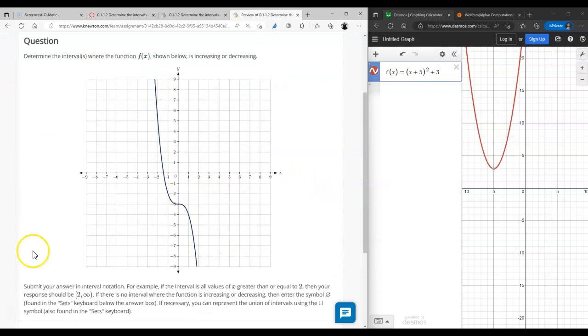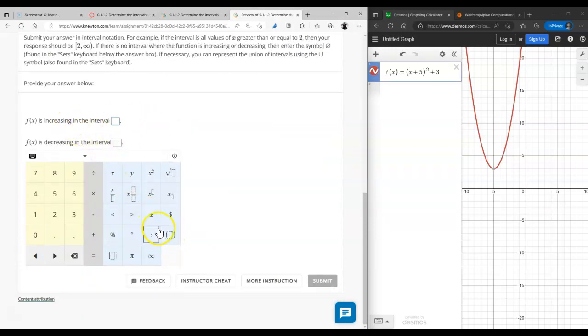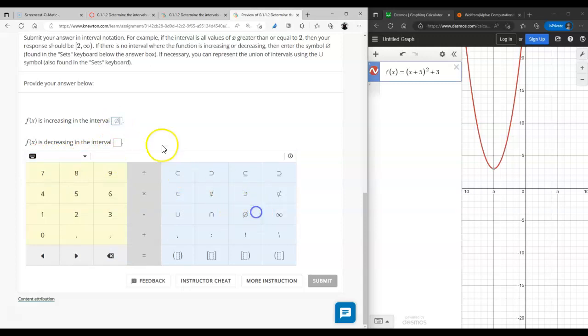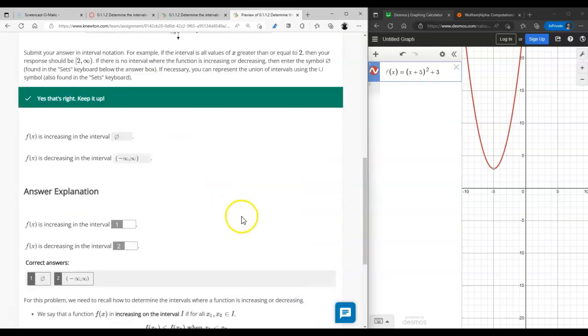Well, this function is always decreasing, so it's nowhere increasing, so I'm going to put an empty set here. This is an empty set, and this function is always increasing, so we're going to put the -infinity to infinity. Did I say increasing? Always decreasing. -infinity to infinity right here. And of course we got it right.